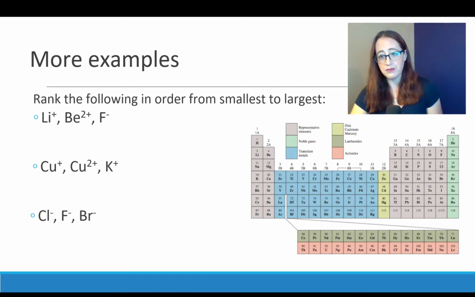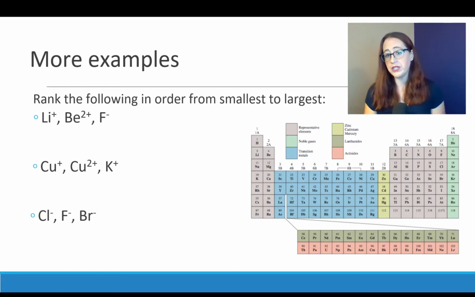Look at each of the following examples. Pause the video now and try to work through them yourself based on what we just covered. Come back when you've finished or when you need some help.